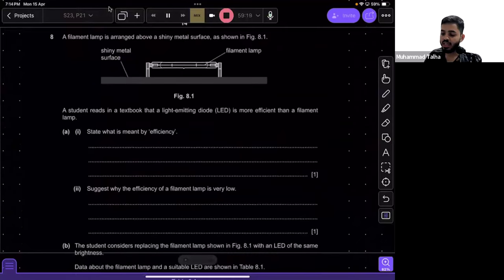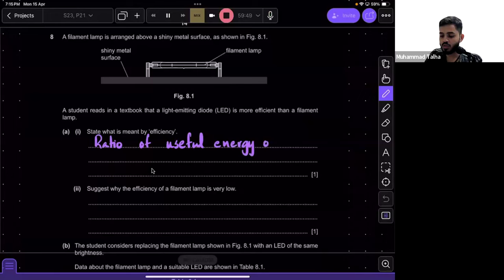Question number 8. A filament lamp is arranged above a shiny metal surface as shown. A student reads in a textbook that a light emitting diode is more efficient than a filament lamp. State what is meant by efficiency. So this is pretty easy. Ratio of useful, saying this is important. Now you can either give this with respect to power or with respect to energy. So you can say it's the ratio of the useful energy output to the total energy input.